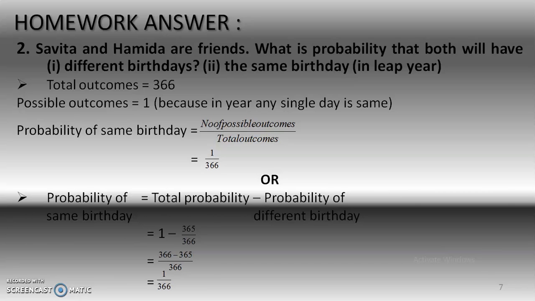And check it, there is nothing in the denominator for 1. So we should take LCM 366. So 366 multiplied by 1 minus 365, so 366 minus 365 divided by 366. So 366 minus 365 equals 1 divided by 366. Got it? Now go to the next.